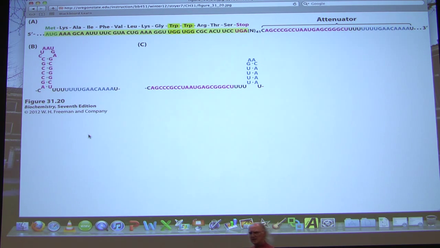So the cells have to make a decision. Do I need to make tryptophan or not? Because I don't want to be making this very long messenger RNA unless I really need tryptophan, because I'm going to be wasting energy if I'm not careful. Well, the way that the cells make this decision is by this phenomenon I'm getting ready to describe to you called attenuation. Now, your book doesn't have the best figures for this. It shows you two possible structures that can exist in this region. So let me show you what we're looking at here.